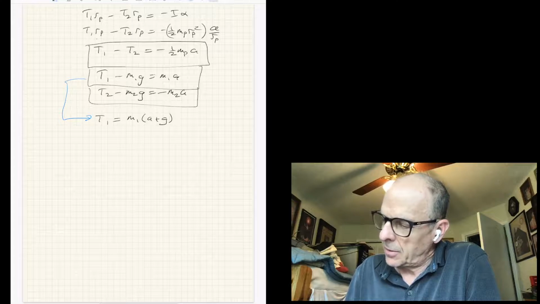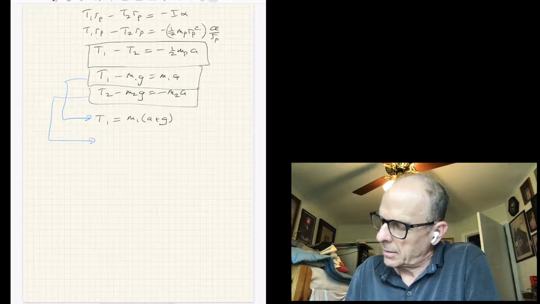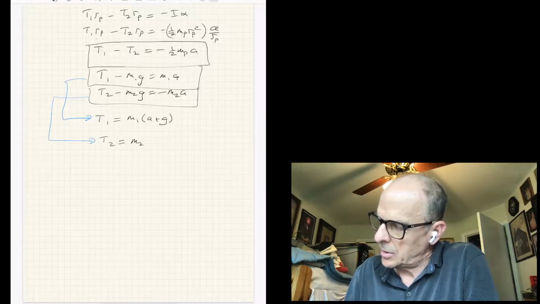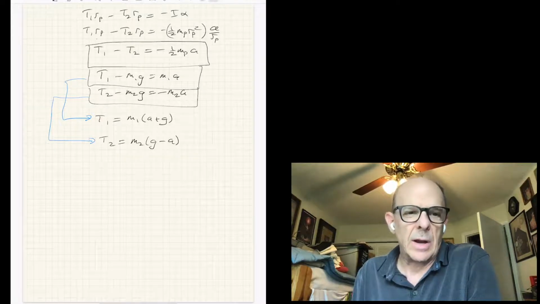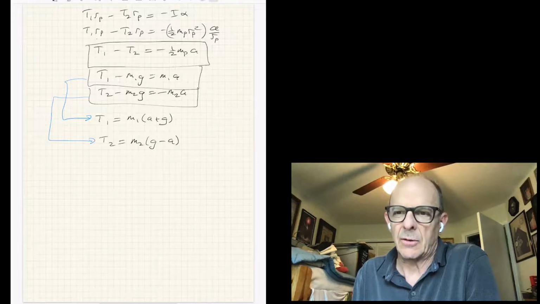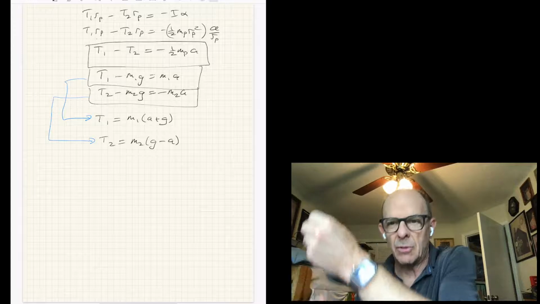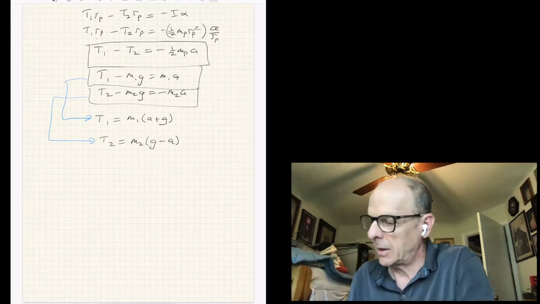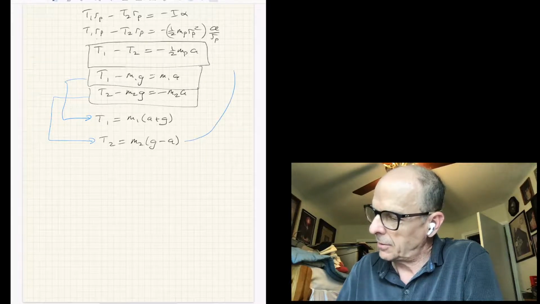For T2, we get T2 is M2 times G minus A, and that's less than the weight of M2, and that makes sense because the weight is winning out over the tension. M2 is going down, so that makes sense. Now let's substitute those back into this equation.